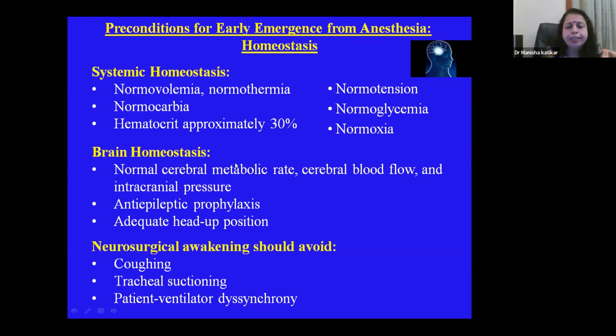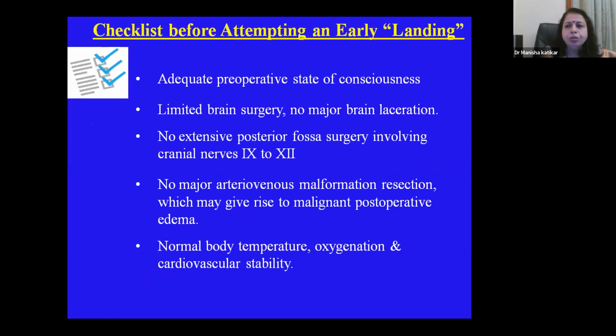You should maintain the brain homeostasis intraoperatively, and avoid coughing, tracheal suctioning, and dyssynchrony between the patient and ventilator at the time of neurosurgical awakening. So, whenever you are reversing the patient, which patient should you reverse and which patient should you electively ventilate? There are certain guidelines. A patient who has adequate preoperative state of consciousness, who undergoes limited brain surgery, who has not undergone any major brain laceration or extensive posterior fossa surgery involving the lower cranial nerves, who has not undergone any major AV malformation resection, or who maintains hemodynamic stability intraoperatively, maintains adequate oxygenation, and is not hypothermic.